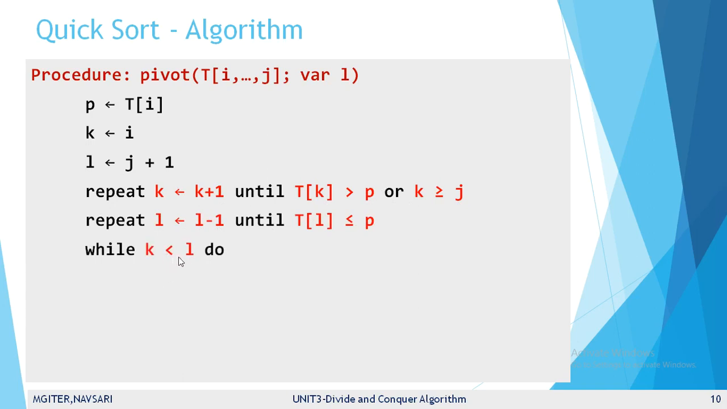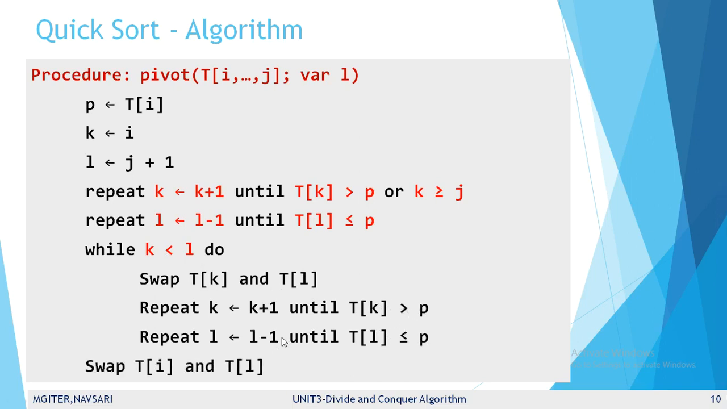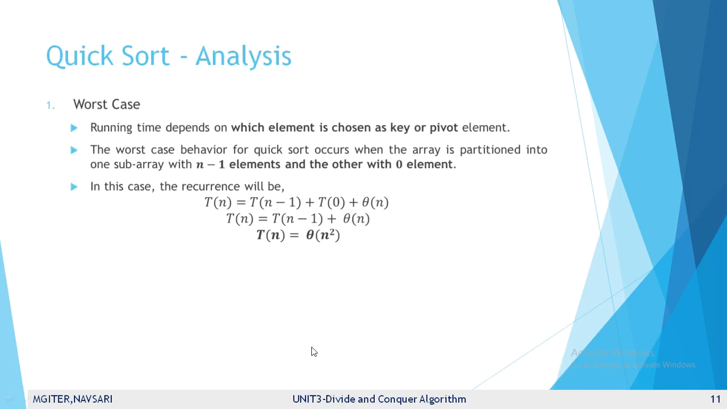While k is less than L, we swap the T of k with the T of L. Now we again increment the k until we get an element which is greater than p, and decrement the L by 1 until T of L is less than or equal to p. Then we swap the T of I with the T of L.